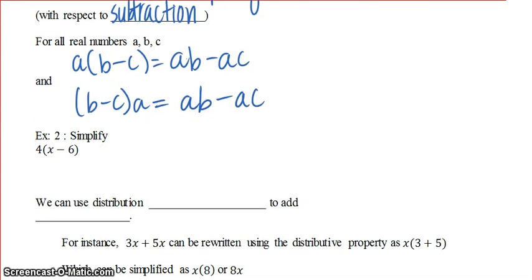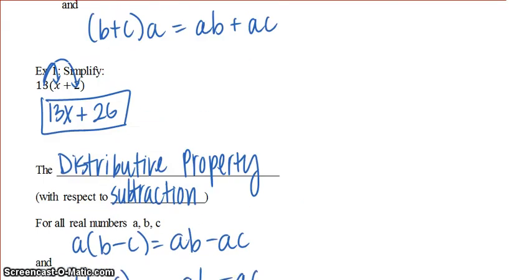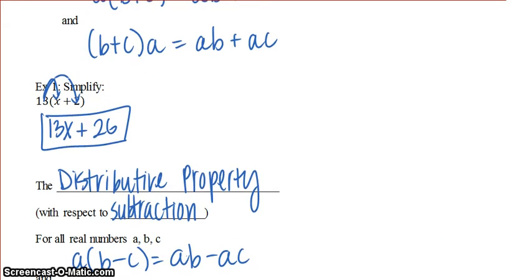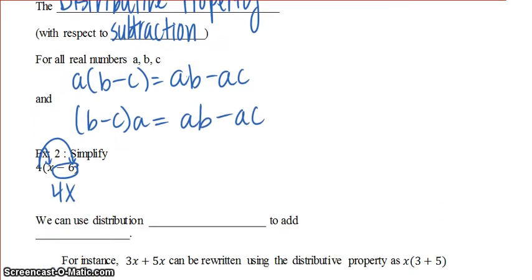So, very similar, but we have that subtraction, so we have 4 times x, which is 4x, and then we have 4 times the negative 6. Make sure you are careful with that sign. So before, if you look back, it was positive, so that's why I said 13 times a positive 2 to get a positive 26. Well, now we have a 4 times a negative 6, which will give us a negative 24. So there you have it.